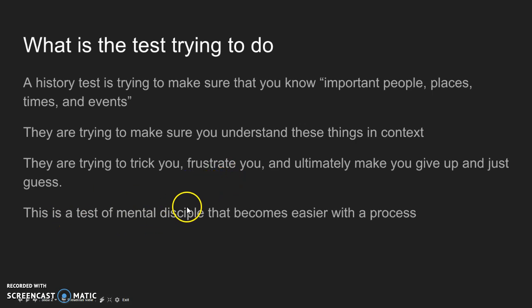A history test is a test of mental discipline. What is mental discipline? That is being able to stay focused on the test and focused on a process. If you have mental discipline, you don't easily get discouraged. You just go through the steps and remain on task. Mental discipline becomes easier with the process. Math questions are easier when you have a formula. What I'm trying to do is give you a formula to solve history questions.